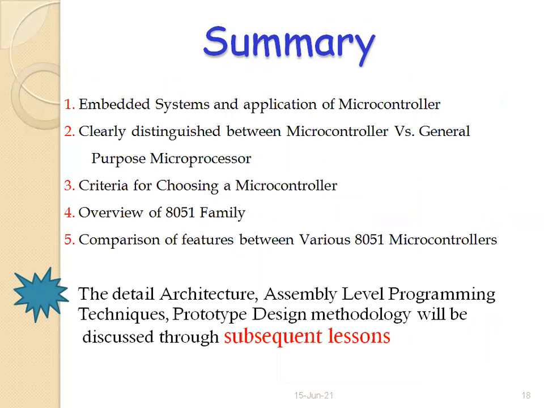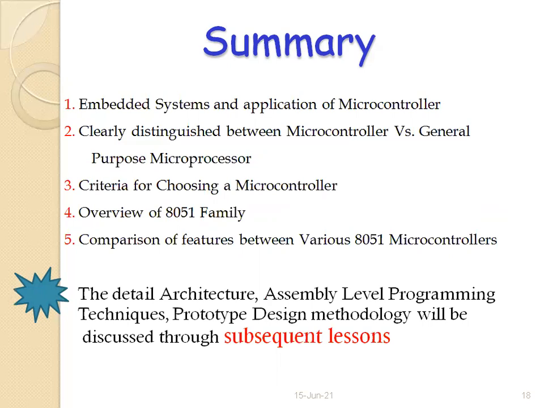So this is the summary of my discussion on the embedded system and the application of the microcontroller. We have discussed the embedded system and the microcontroller, and how they are built with an integrated chip like your microcontroller unit. So it is clearly distinguished between the microcontroller and the general purpose microprocessor. So we have a clear picture now of how the microcontroller is taking over the field of electronics and communication engineering from the microprocessor. Several criteria have already been discussed on how to select the right microcontroller for your project or your specific application.